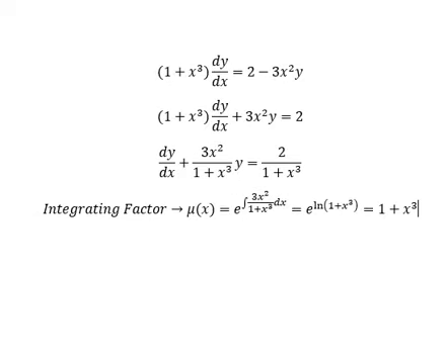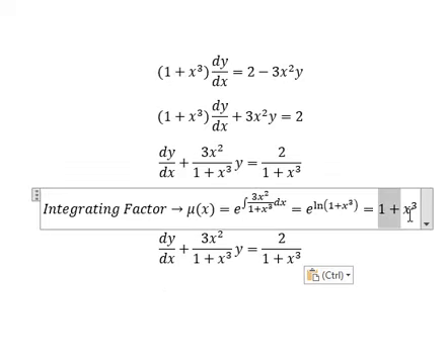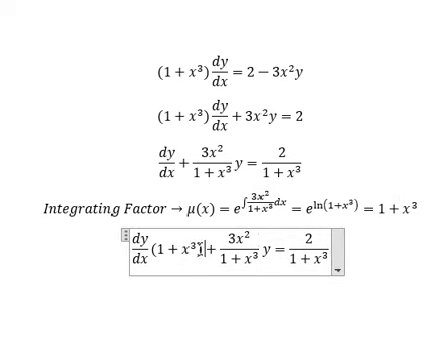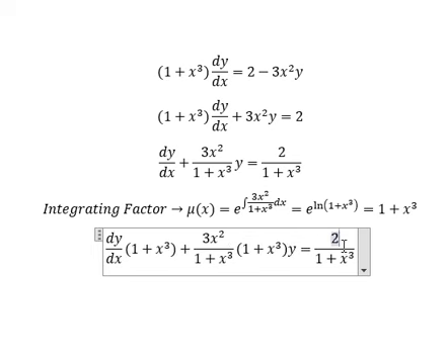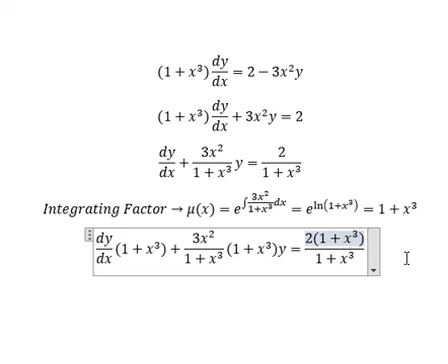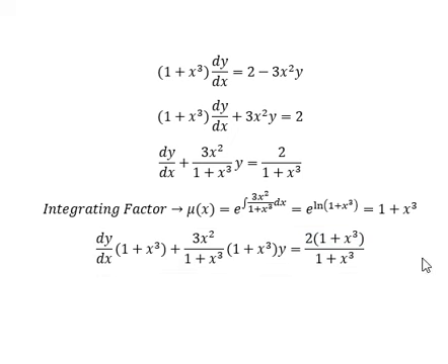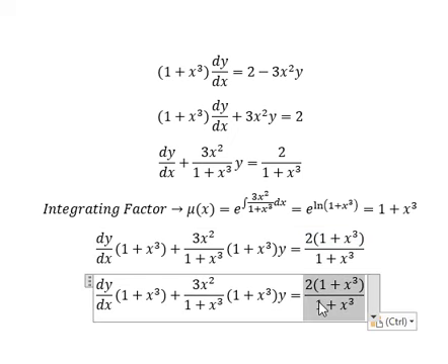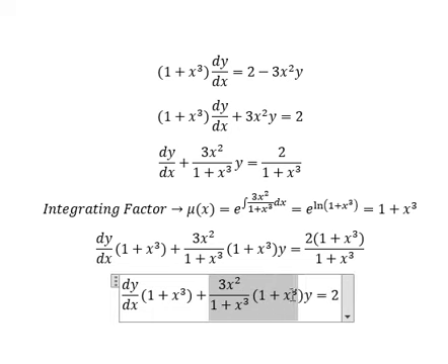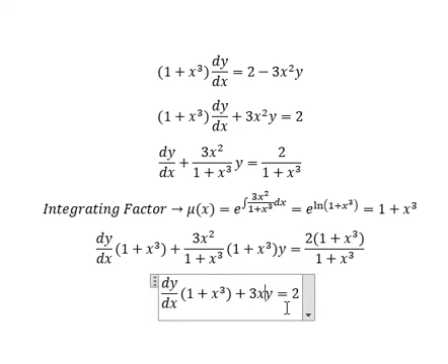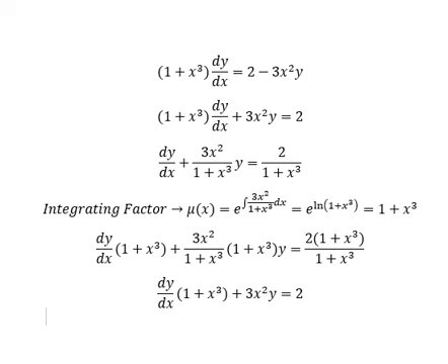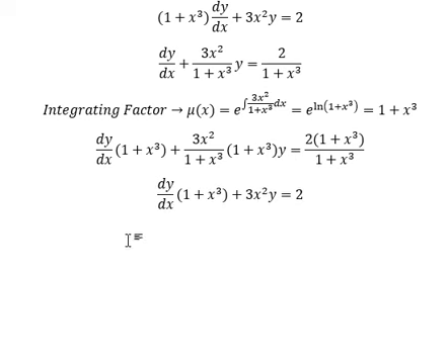That means we need to multiply both sides by this one. So this one you got number 2. This one we have 3x squared. So we put the integration for both sides.